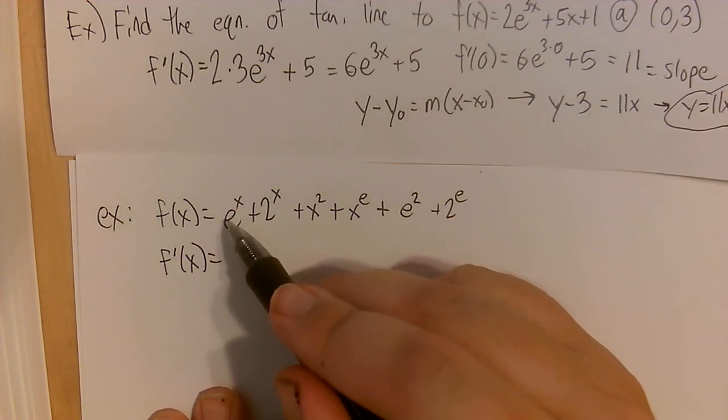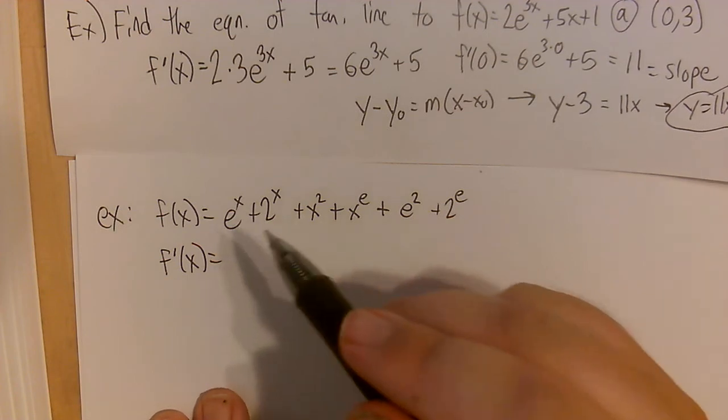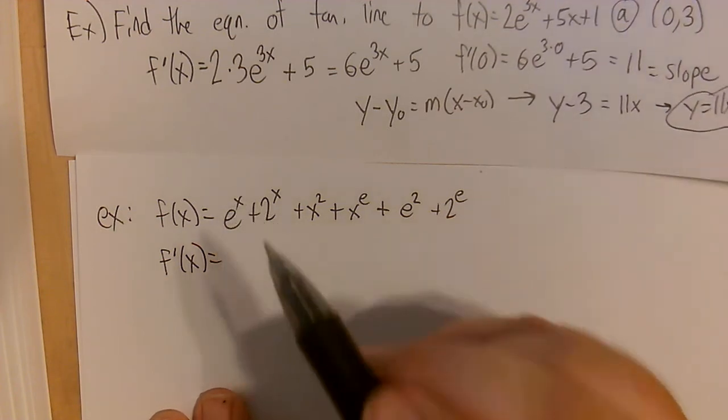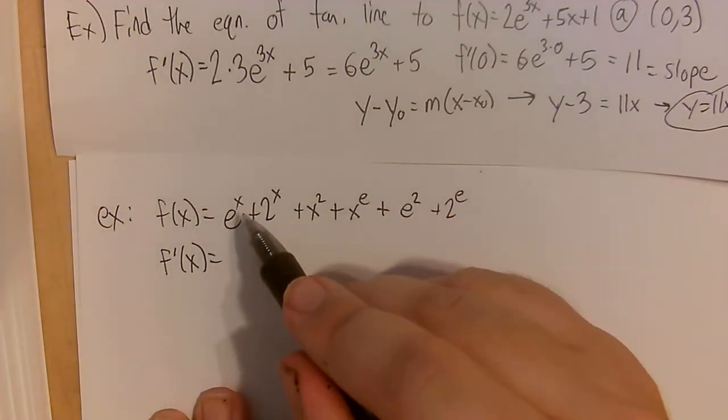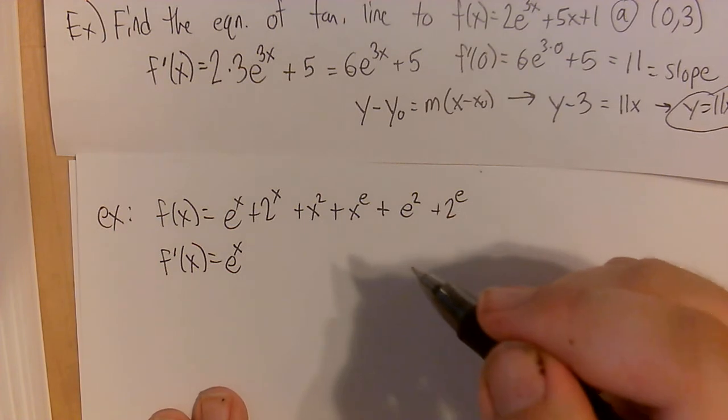All right, let's take a look at the first one here. So this is an exponential function. We have e raised to a variable power. And as we saw earlier, e to the x is one of the few functions that is its own derivative. So the derivative of e to the x will simply be e to the x.